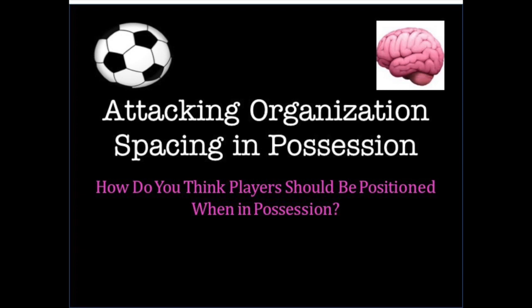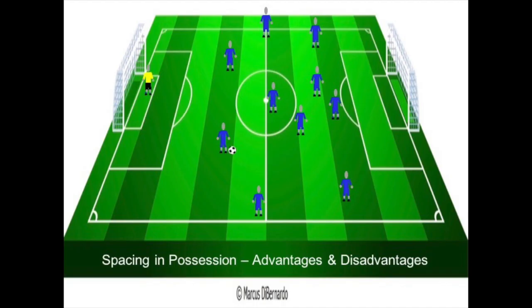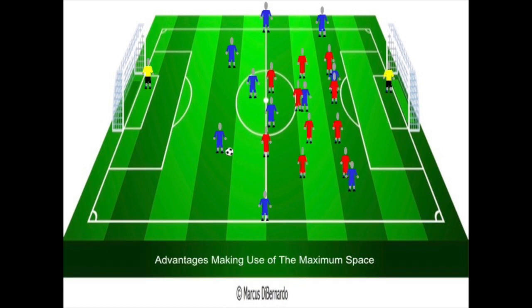So we're taking a look at this in the middle and the attacking third. Once you've won the ball and you keep it, how do you space your players out? So here we see the typical setup where the players are very wide, the center backs are wide, the wing backs are wide. There's advantages to that because you're using the whole field. You're using the maximum space of the field, which makes it a little bit tougher on the defense because now they have to cover a lot of ground in order to get to the ball.